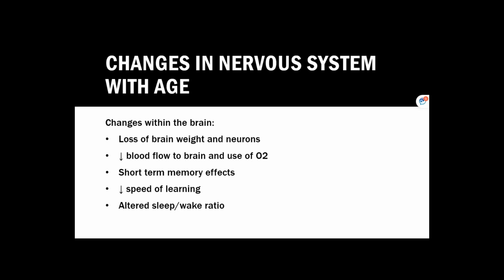Also, the speed of learning decreases with age, but there still is the ability to learn. So that's why we still want to make sure that we're teaching our patients things about medications or disease processes as they age, although they just don't learn as fast, but they do still have the ability to learn. And of course, there's an altered sleep-wake ratio. So as we age, we typically require less sleep than we did when we were younger.